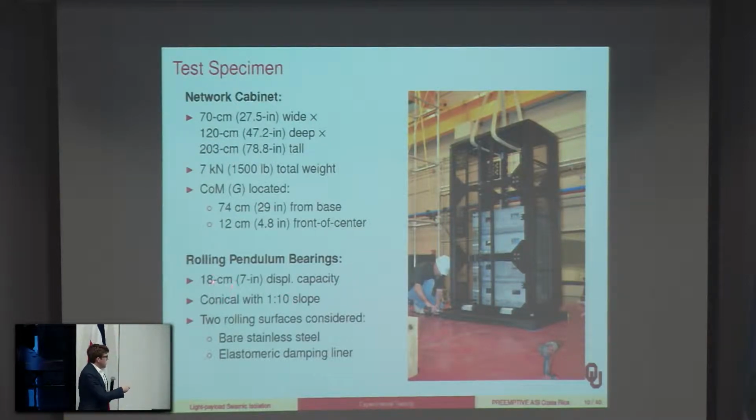The bearings that we're looking at have a displacement capacity of about 18 centimeters. They're conical, so that you get a peak acceleration of the slope. So in theory, the largest acceleration you would ever sustain is a tenth of a G, but we'll see that that isn't quite so true in practice. And then we're going to look at two different rolling surface treatments, one that's bare steel and one that has some elastomeric damping liner. Inherently, with the bare steel, it's very lightly damped, which is great for isolation, but not so great for suppressing displacements.